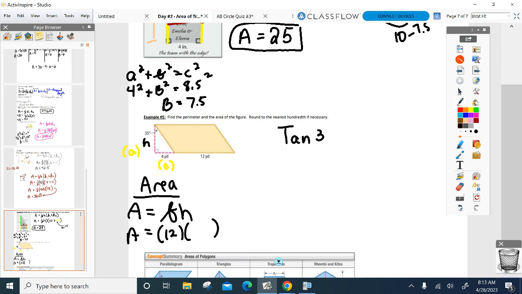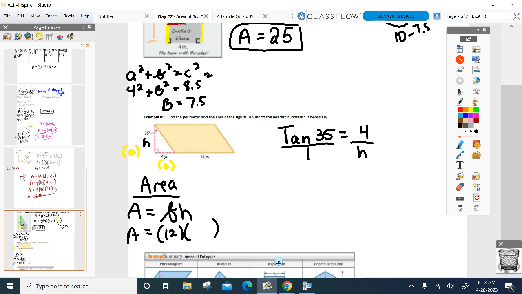Tangent of 35 equals opposite over adjacent. I remember how to solve these. Put it over 1, and let's cross multiply.